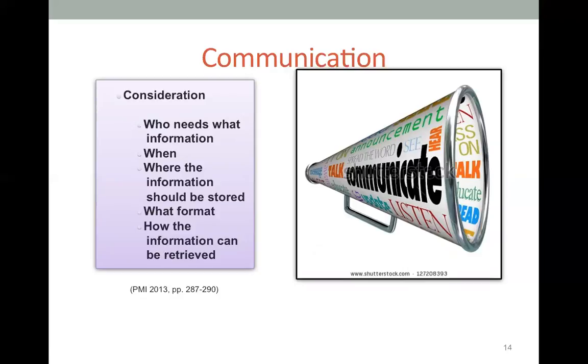So we need to understand what format of information they need, when they need it, and where the information should be stored. Do we need to email it, or some stakeholders may require us to have a hard copy of the report or communication, or some organizations also have what they call a shared drive or intranet, where we can store the files, we can store the information, and the relevant stakeholders can access it. And we also need to explain to the stakeholders how the information can be retrieved.